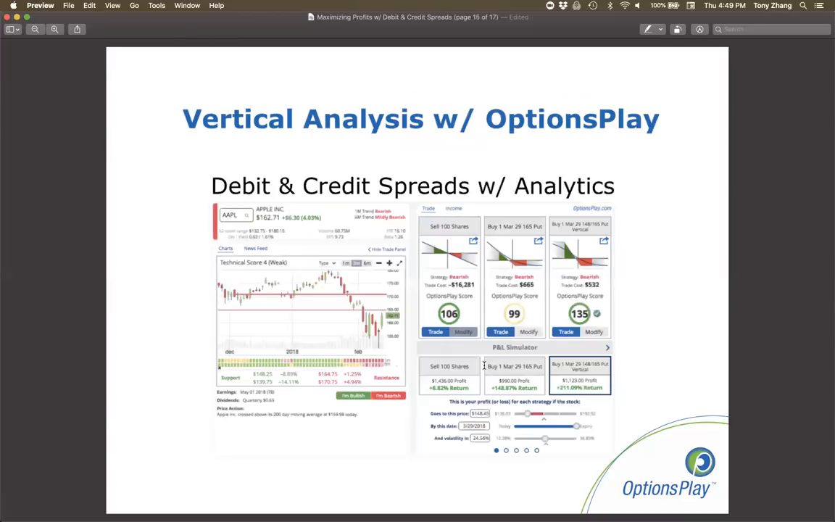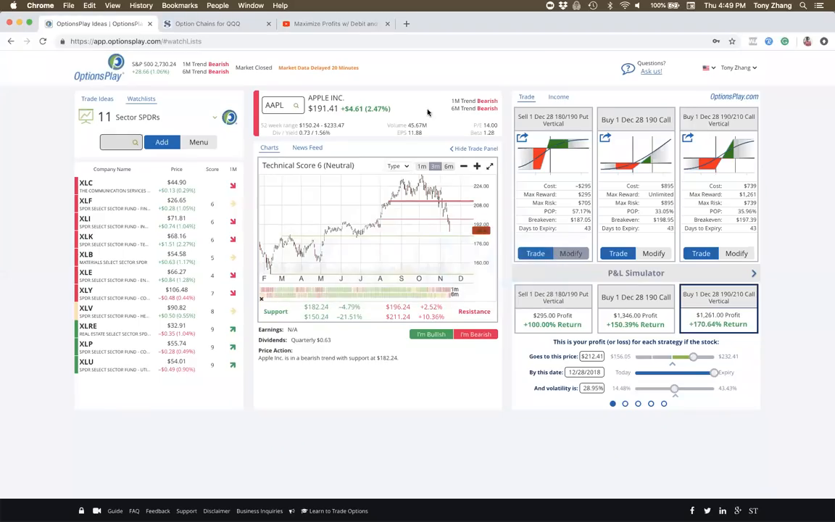So with that, what I want to do is jump back to Options Play. I want to use the Apple example that I showed you before, and I actually want to point you to the P&L simulator to see how these strategies will perform.